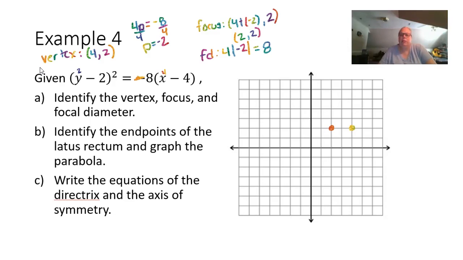Part B, what are those endpoints then? Well, let's see. Remember, the quick way, if we have the graph, is we go to the focus, we can split that 8 in half, and we can move up 4, and we can move down 4, and then we can sketch our parabola in from there, kind of like this.